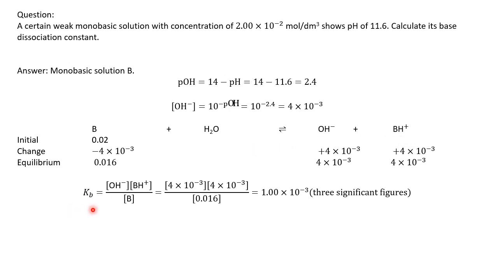We can construct the equilibrium constant as hydroxide ion multiplied with BH plus ion divided by B concentration. By substituting all these values, we will obtain 1 times 10 to the power of minus 3, and that is the answer to this question.